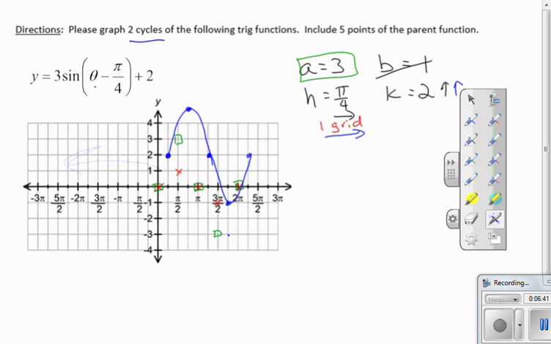There's a couple ways to handle that. The one thing you could do is count the cycle length, and you can say that's 2 pi, so it's 1, 2, 3, 4, 5, 6, 7, 8 grids, okay? And then what you can do is take each grid and count 8 to your left and put another point, okay? That's the long way of doing it.